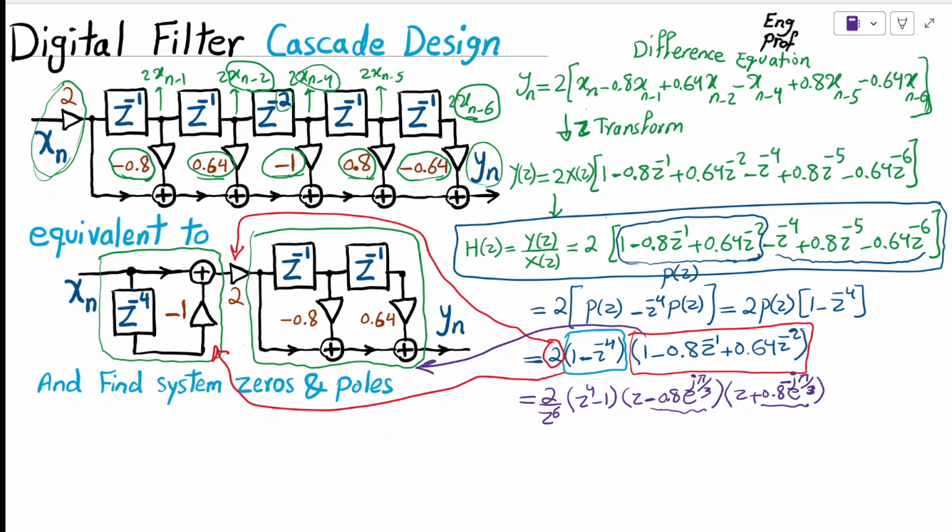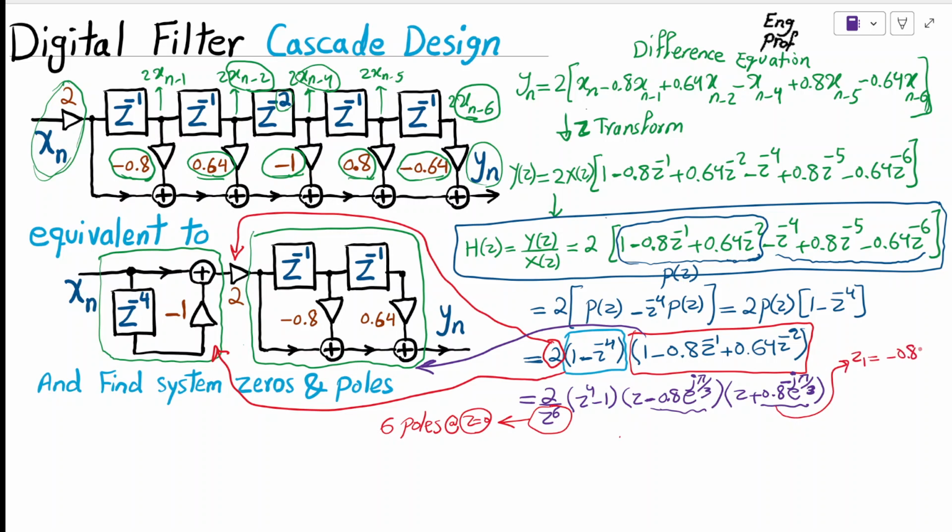As a reminder, I just wanted to highlight that you have to rewrite your H of z as a function of z instead of a function of z minus 1. Now, we have z to the 6 in the denominator, so that means we have 6 poles at z equal to 0. Okay, and what about the zeros of the system?